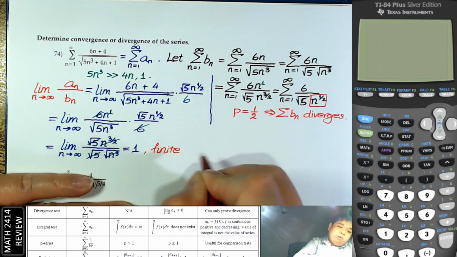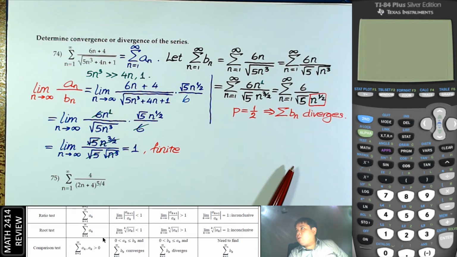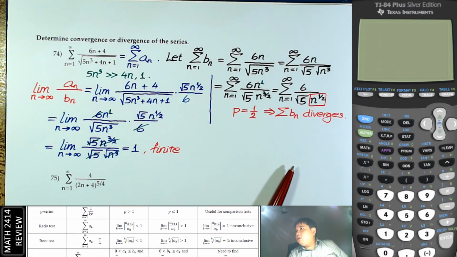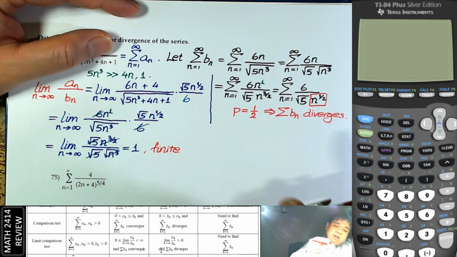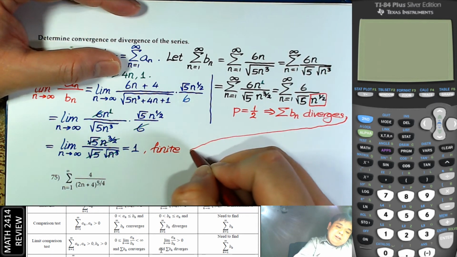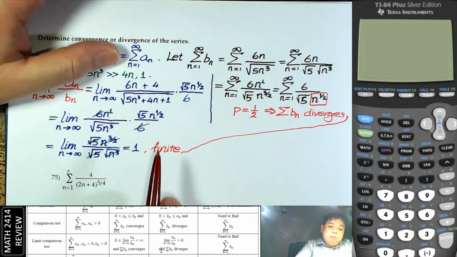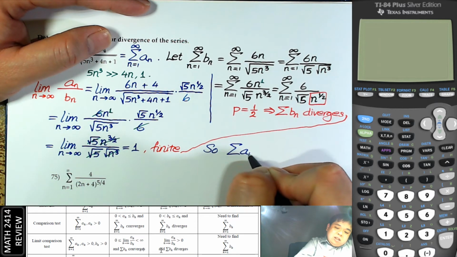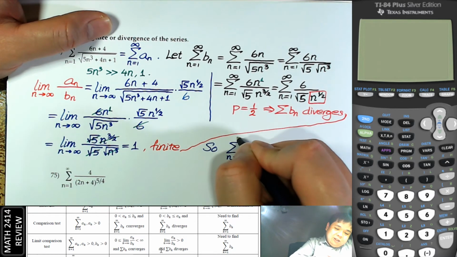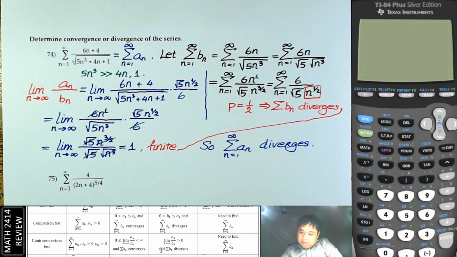So for the limit comparison test, if we have the limit of the ratio equal to a constant, right here, if it is less than infinity, meaning it is finite, and b sub n diverges, the behavior will be the same. So b sub n diverges, the ratio is finite, meaning that behavior will be the same. So since b sub n diverges, a sub n diverges as well. Right, so that's what we have.